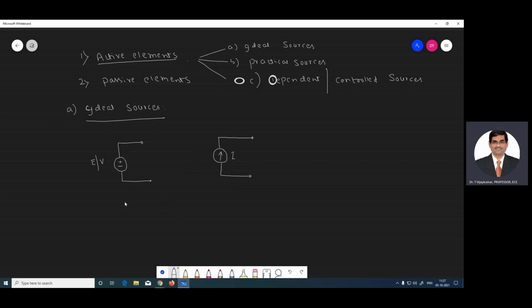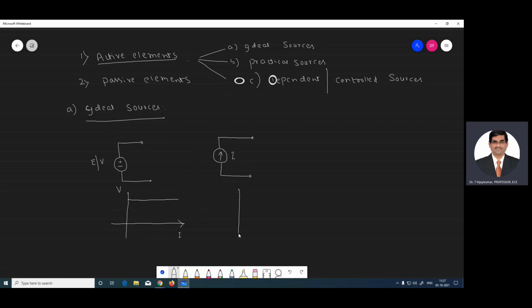The characteristics for the ideal voltage source can be drawn like this. The graph is drawn between current and voltage. When you vary the current, you get a constant voltage, because there is no internal resistance or impedance in series with the voltage source. Therefore, there will be no drop, and the voltage will be constant.